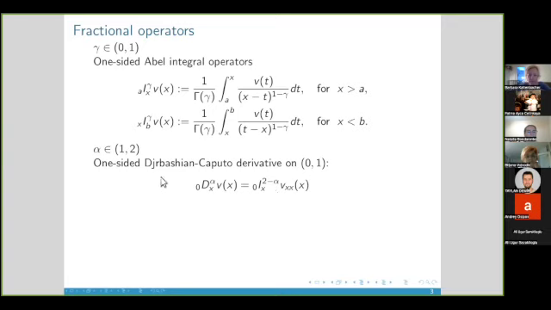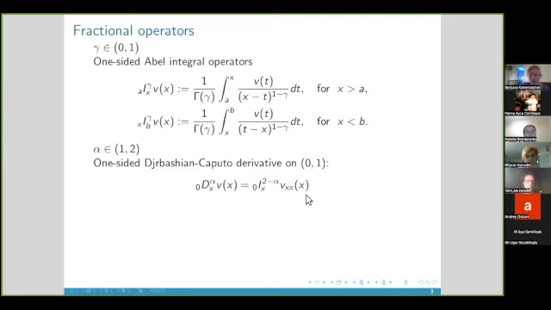So that's the Djrbashian-Caputo derivative. There's also the Riemann-Liouville derivative, where one first does the integration and afterwards the differentiation. But the advantage of this DC derivative is that, in the context of PDEs, it corresponds very well to prescribing integer order boundary conditions. For example, this second order derivative goes well with prescribing the zeroth and the first order derivative as boundary points, which is not the case for the Riemann-Liouville one.